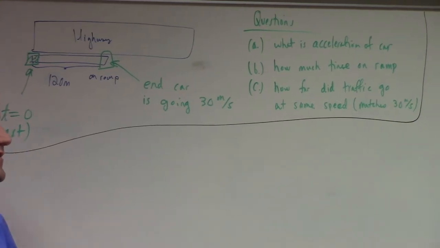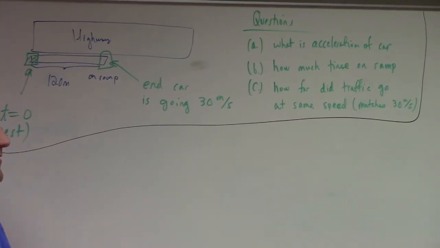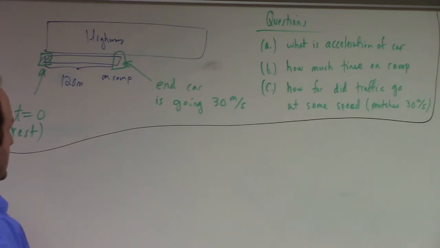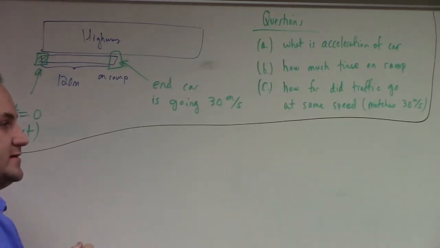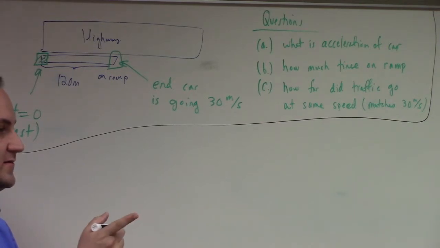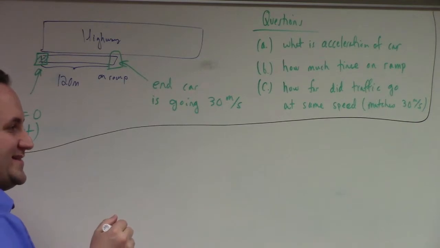So constant acceleration, right? If I want to find the acceleration along the ramp, I know the acceleration is constant. I know the final speed, I know the initial speed, and I know the distance. Well, what equation does that yell at you? I don't know the name of the equation. I gave it a name last time.